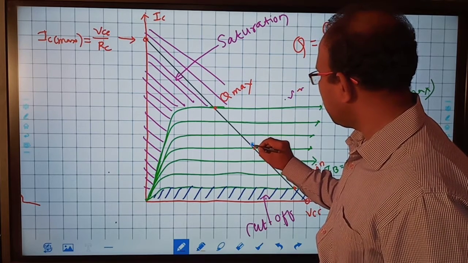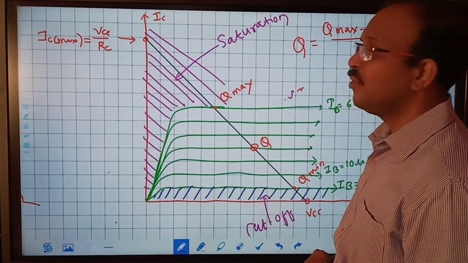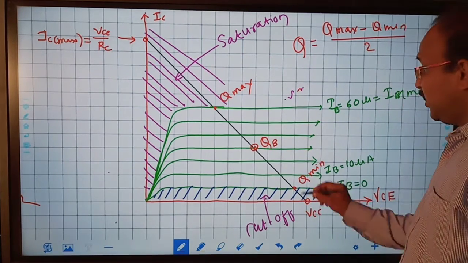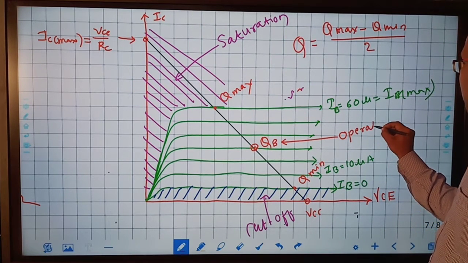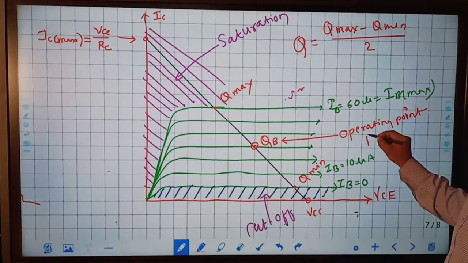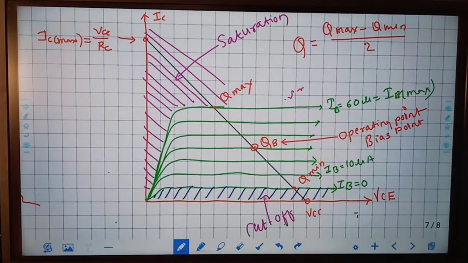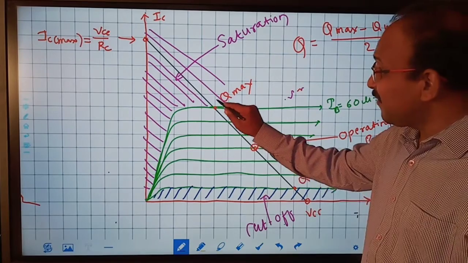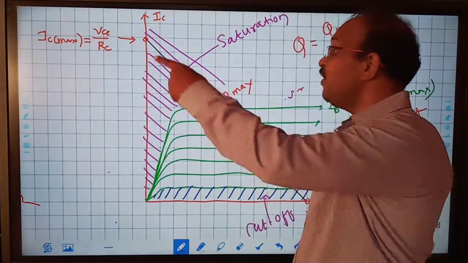Okay. This is your operating point. This is your real Q, or Q biasing. Okay, QB, operating point. This particular point is called the operating point, or bias point. Correct? Or it is also called the quiescent value. Correct? So where should the Q be? Q should be at the center. Previously what I was telling: Q must be at the center of the DC load line.